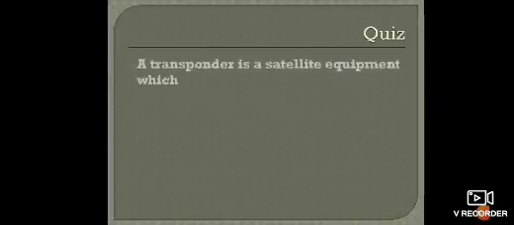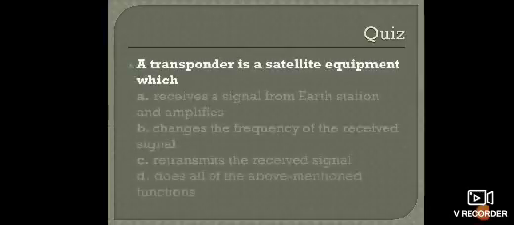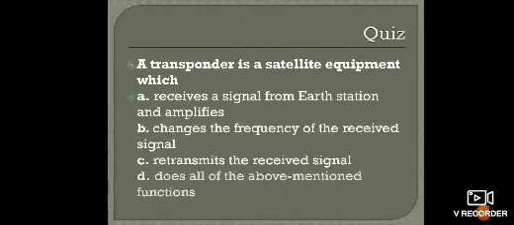The next question. A transponder is a satellite equipment which, option A, receives the signal from the Earth station and amplifies it, or changes the frequency of the received signal, or retransmits the received signal, or does all of the above mentioned functions.